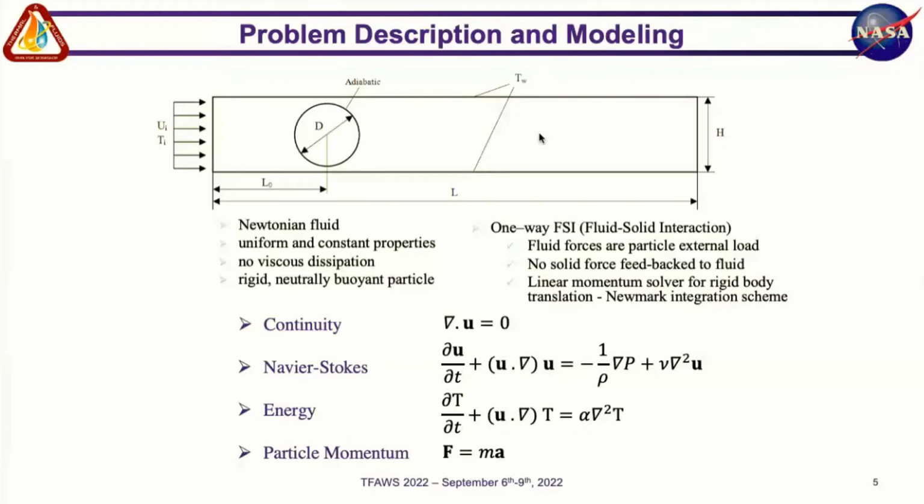So to study that, we consider this simple sketch of a channel. We consider a particle placed at a certain distance from the inlet, in a channel with a certain length and a certain size, and we consider the particle to be adiabatic. We consider a uniform velocity and temperature at the entrance and a uniform temperature at the walls. For the numerical simulation, we consider the fluid as Newtonian, a simple fluid with uniform and constant properties and no viscous dissipation, and we consider the particle rigid and neutrally buoyant, so the particle floats in the fluid that's flowing through.